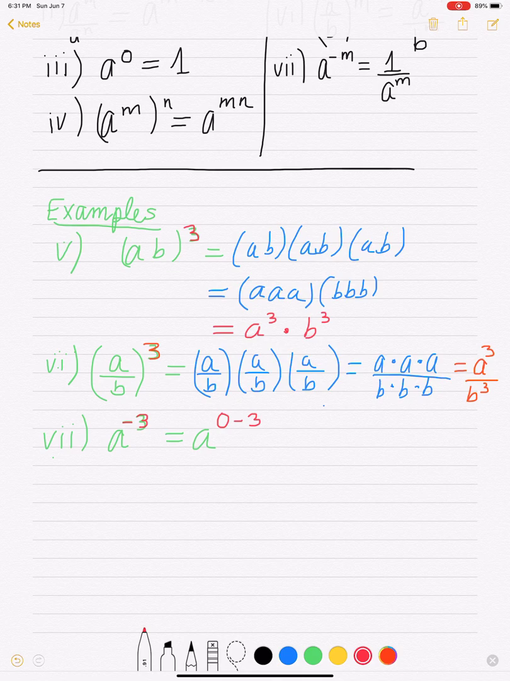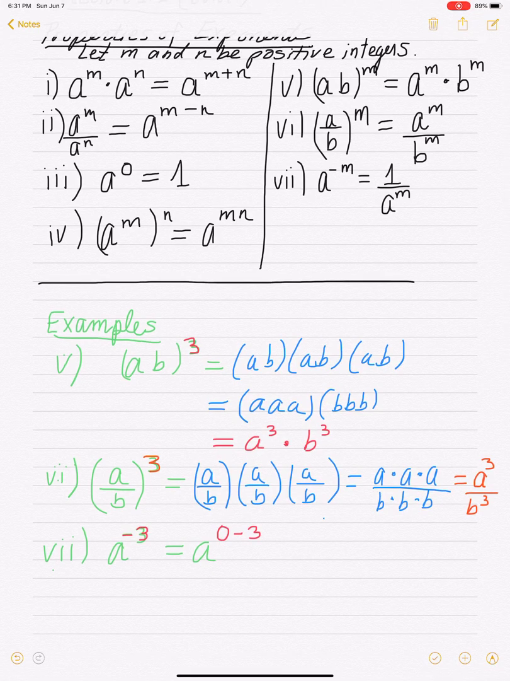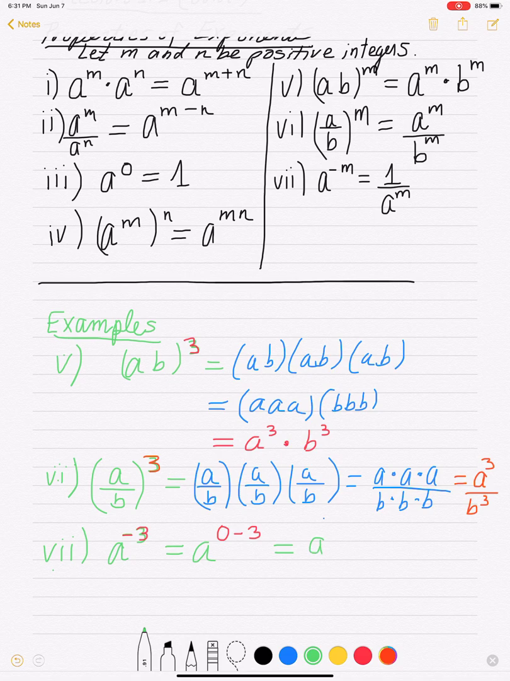Now, if you go back a little bit and use property number 2, remember that's the one where you're subtracting the exponents, you can write that in reverse as a to the 0 on top divided by a to the third on bottom. And then on top, you can use a to the 0. Remember, a to the 0, property number 3. So let's use property number 3. A to the 0 power on top is going to be 1. And on bottom, we got a to the third. So that's exactly the outcome that we should have expected from property number 7.